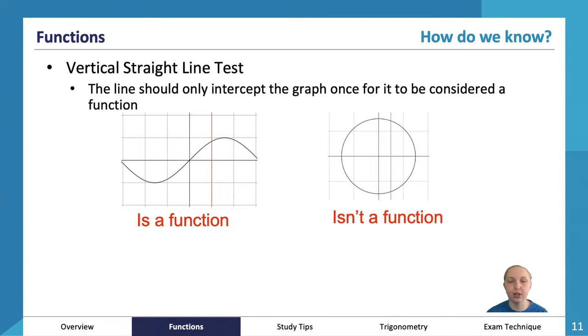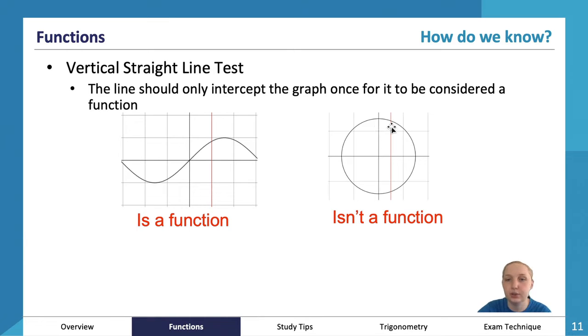So for any graph you've got, this is looking like the graph of sine, and then you've got the graph of a circle over here. For any graph, if you draw a straight line through the graph at any point, you should only intersect the graph once. It's important to recognize that the straight line can be drawn anywhere. There are some graphs where there'll be points where it only intersects once and other points where it intersects twice. So if at any point on the graph you draw a straight line and you intersect the graph twice, it's not a function.